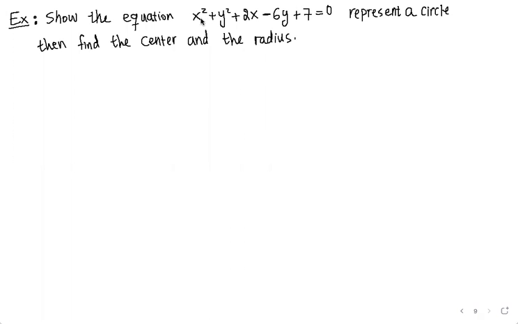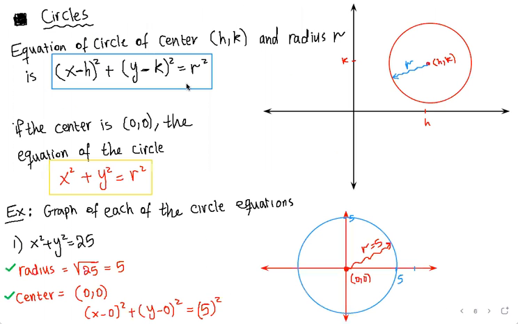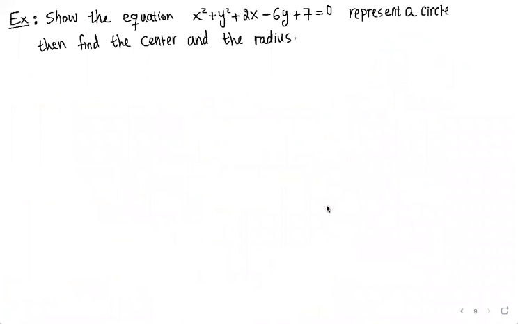So look, I have a quadratic equation, x squared plus y squared plus 2x minus 6y plus 7 equals 0. How can I change this equation to look like a circle equation, like this? I need this equation to look like something like that, x minus h squared plus y minus k, everything squared, equals r squared.